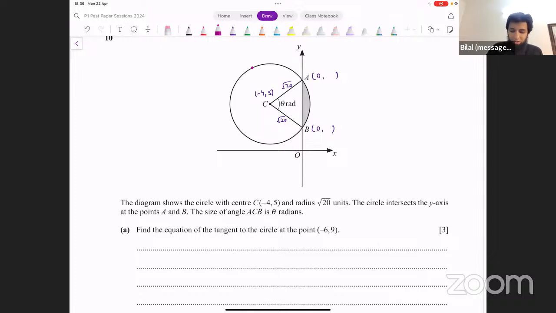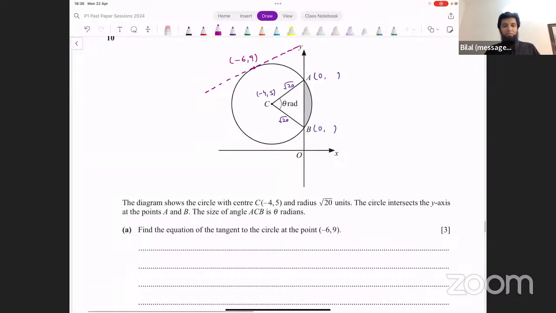How do you do that? This is the tangent. We need to find the equation of this. Do we have the point? Yes, it's a straight line. For finding the equation of straight lines, we just need two things: the point and the gradient. We've got the coordinates of the point, minus 6 and 9. What about the gradient? That's what we need to figure out somehow.